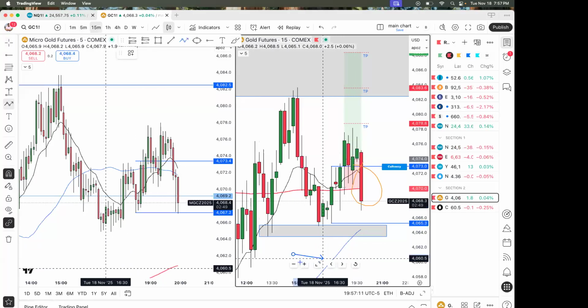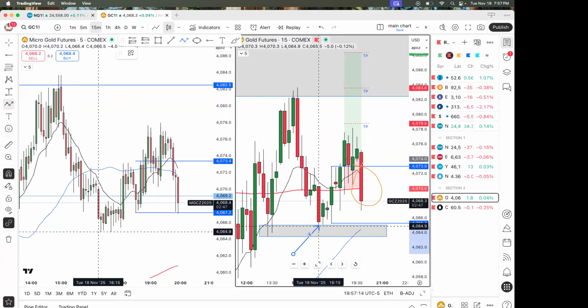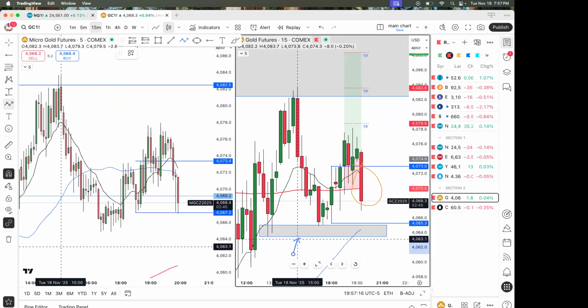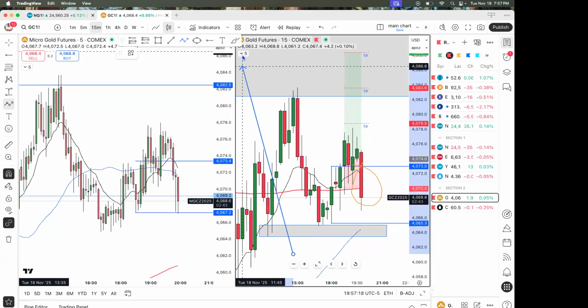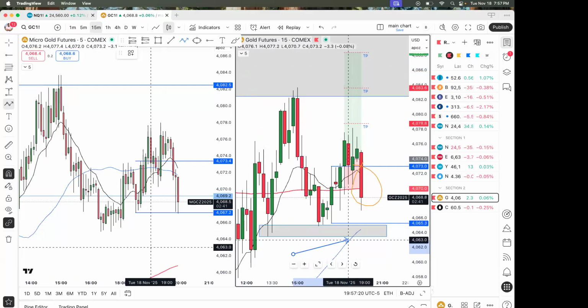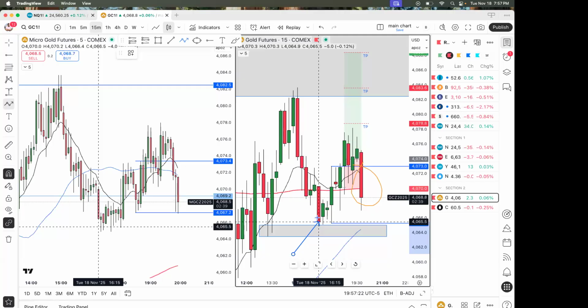It's closed below the VWAP, the 13, and the 50 moving average. What's that down there at the bottom? That's the 50. No, that's the 20 moving average. It's closing. It's closed below it right now.